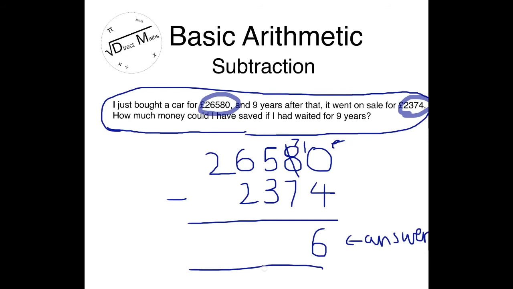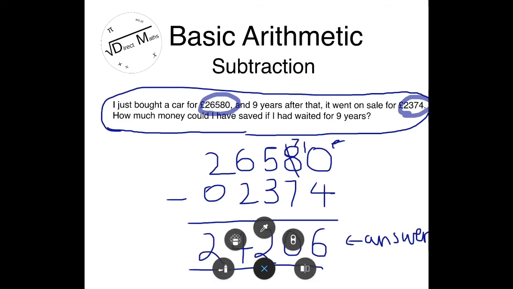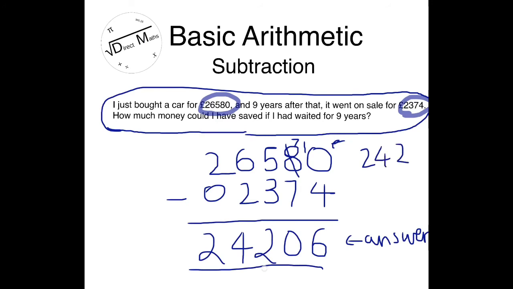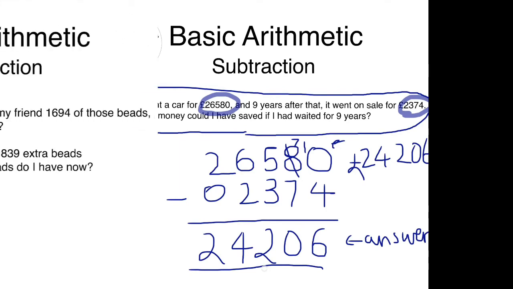So now we just continue on with the subtraction. 7 minus 7 is 0. 5 minus 3 is 2. 6 minus 2 is 4. And 2, obviously there's nothing here, so 2 minus nothing is just 2. So I could have saved £24,206 if I'd waited 9 years.